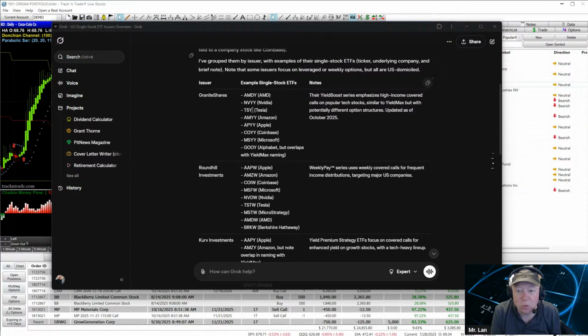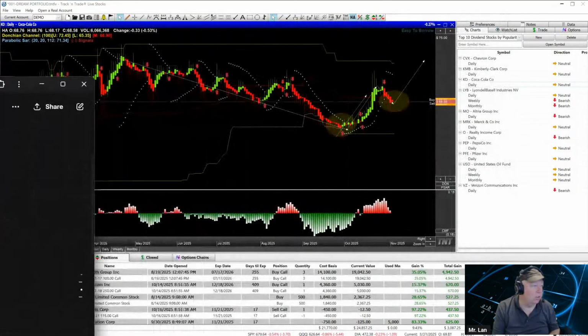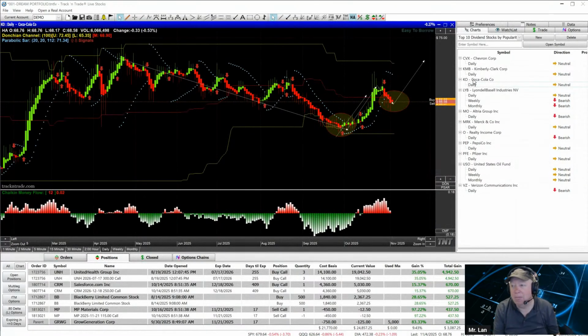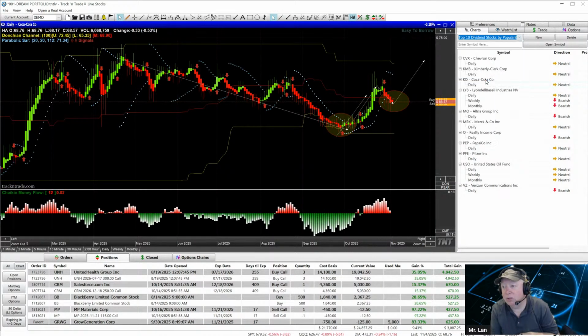They got TSYI in here. I think Grok made a mistake on that one because it's TSYY. I tell Grok to go double check that, but it's TSYY. So we're going to go look at the Granite Shares, but I want to do mostly the Yield Max. The Yield Max is still my favorite out of all of them. I like Yield Max because Yield Max trades the way I trade, the way I've always traded, which is with options.